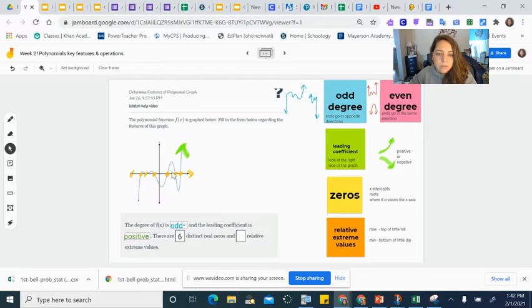1, 2, 3, 4, 5, 6, but they are not. So the distinct real zeros, how many times does it cross the x-axis? Last thing, relative extreme values.